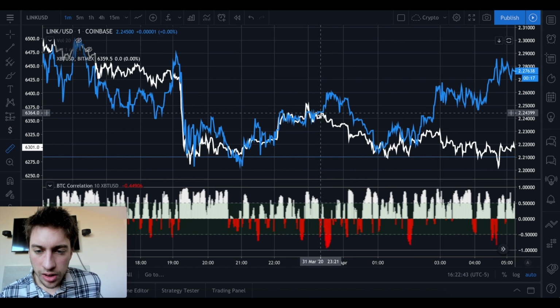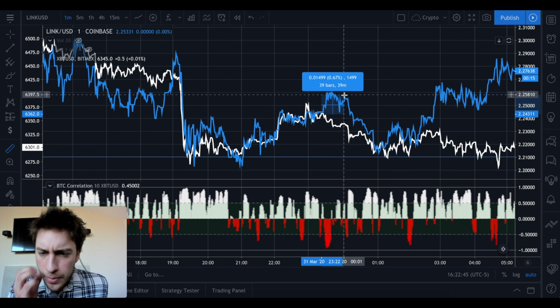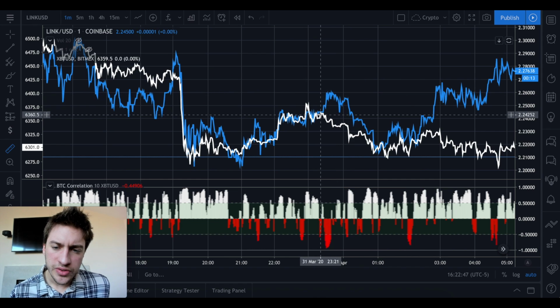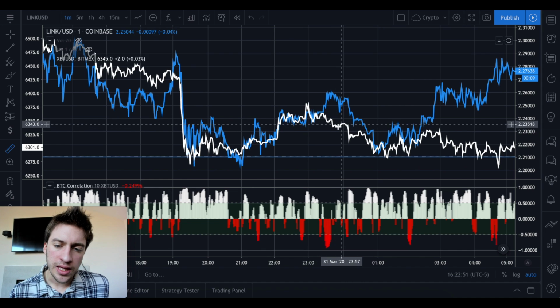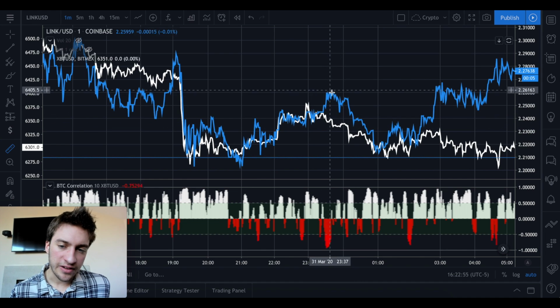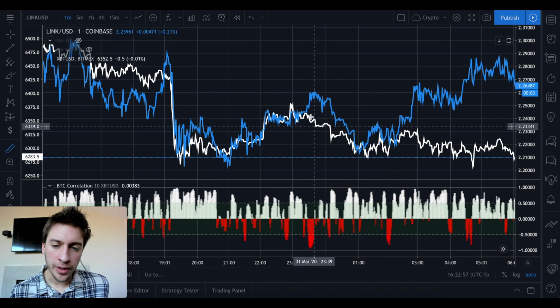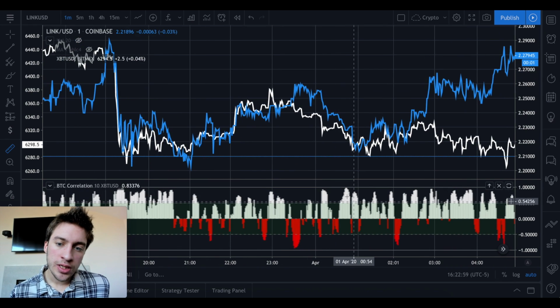Link goes up, what percent? Link goes up about 0.7% on Coinbase, and Bitcoin goes down about 0.4%, buying here on the loss of 0.4%, selling here on the gain of 0.7%. We could have made money by waiting until they converge. As you can see, they converge here when we have a correlation of about 0.9 to 1 with full convergence here, and that would have been a spread profit.